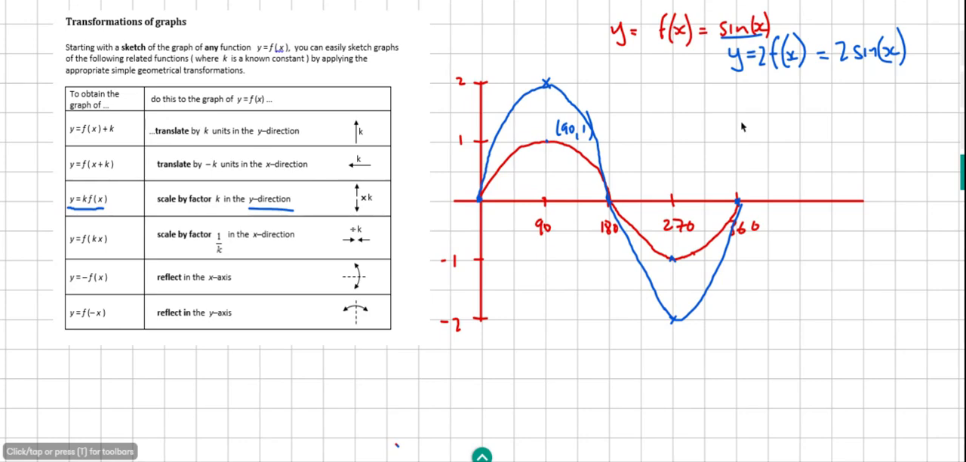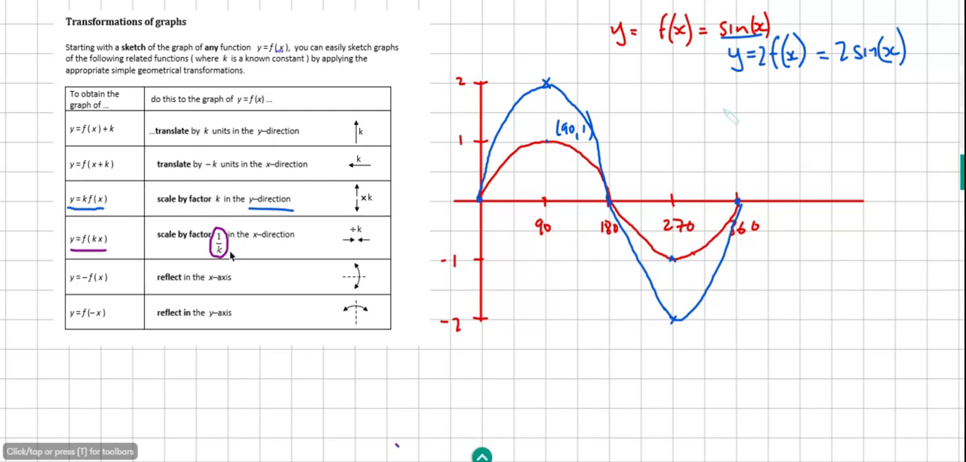If we now look at the fourth one on the list, so this is y equals f of, and then this time the k is multiplying the x inside the brackets, what that has is an effect of squashing the graph in the x direction. So in other words, it's a scale factor of 1 over k, which means the larger the value of k, the more the graph is compressed in the x direction.